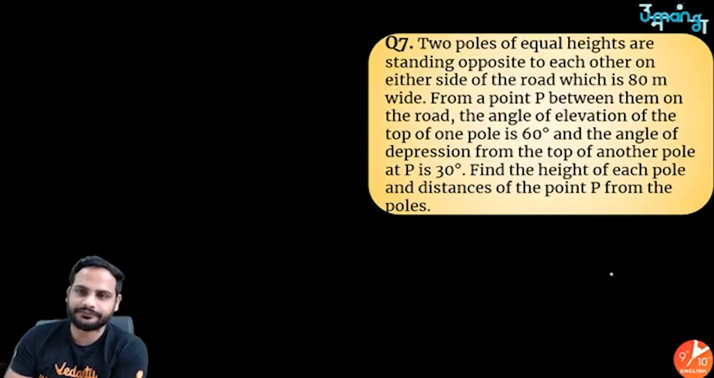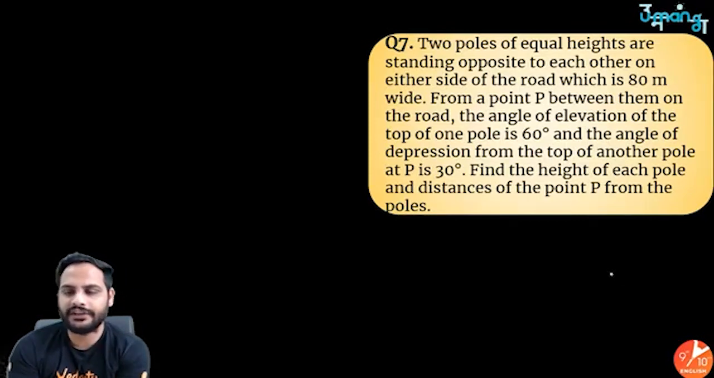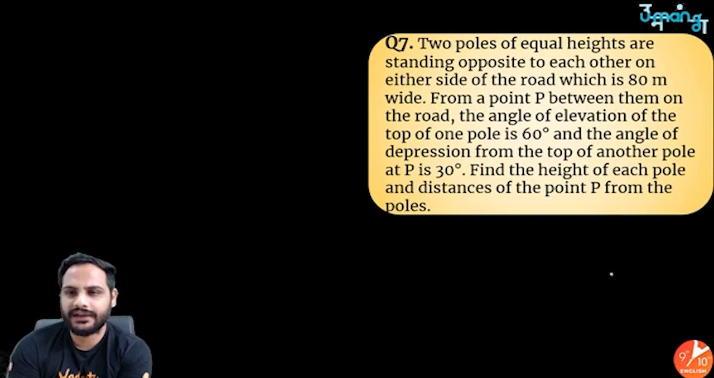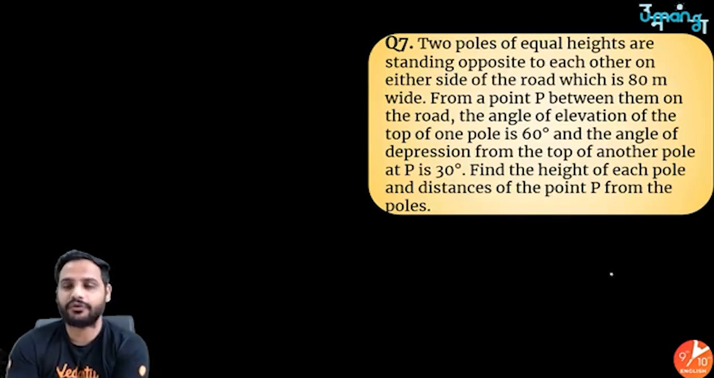Next question is this. Two poles of equal heights are standing opposite to each other on either side of the road, which is 80 meter wide. From a point P between them on the road, the angle of elevation of the top of one pole is 60 degree and the angle of depression from the top of another pole at P is 30 degree. Find the height of each pole and distances of the point P from the poles.